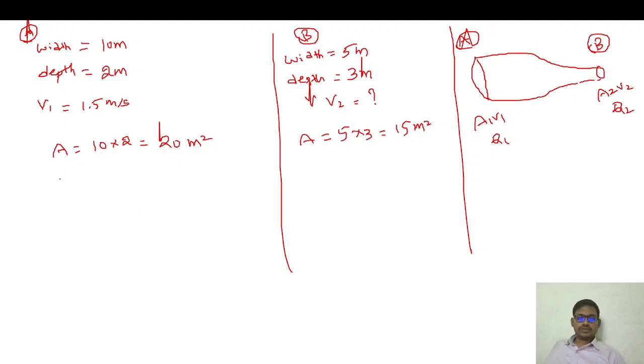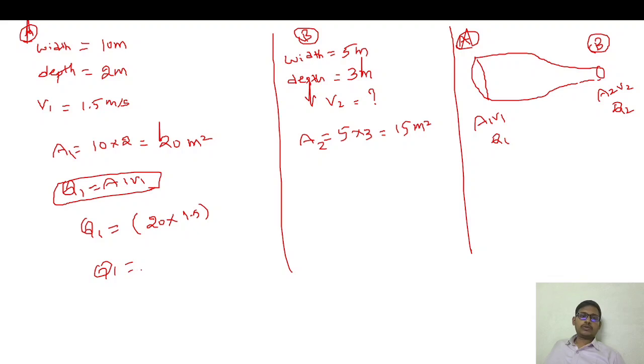Now we know that Q1 is also known as A1 V1. Agree? So Q1 equal to, what is A1? A1 is nothing but this one. A2 is nothing but this one. A1 is 20 into velocity 1.5. So Q1 is equal to 30 meter cube per second.